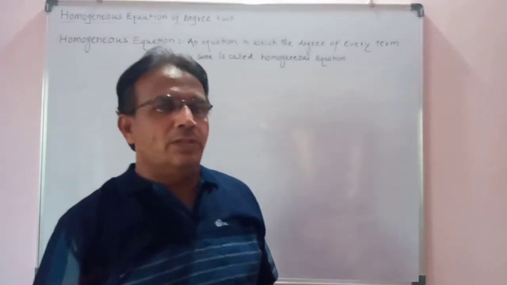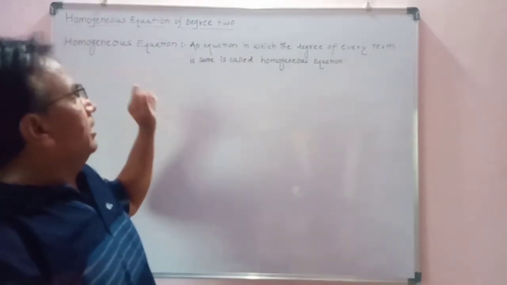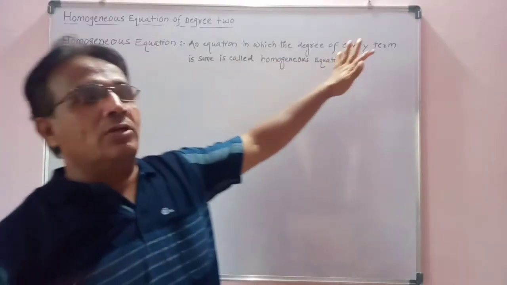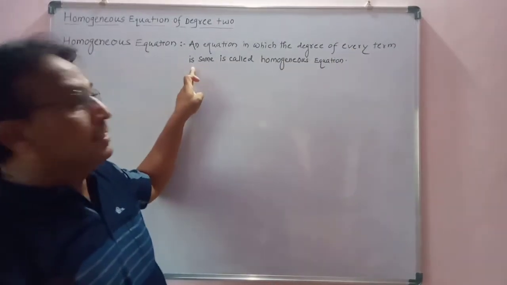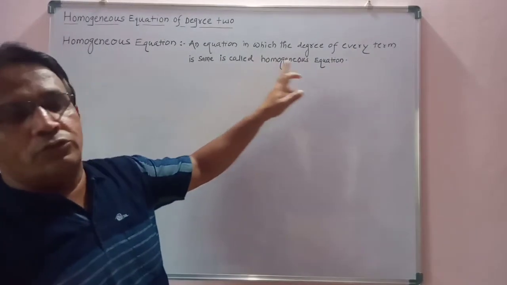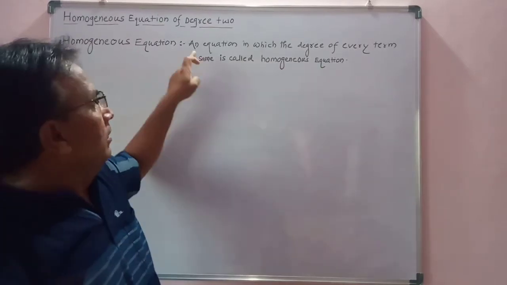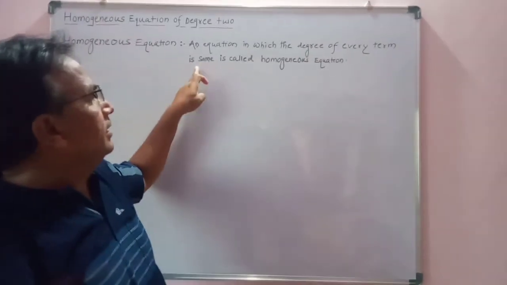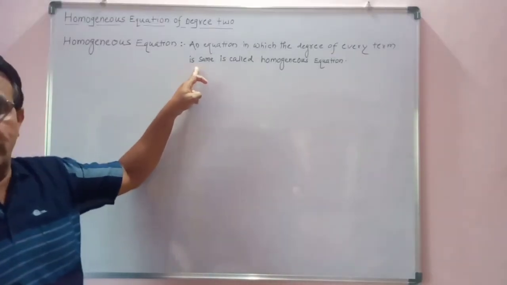Next, we see the homogeneous equation. What is a homogeneous equation? An equation in which the degree of every term is the same is called a homogeneous equation.